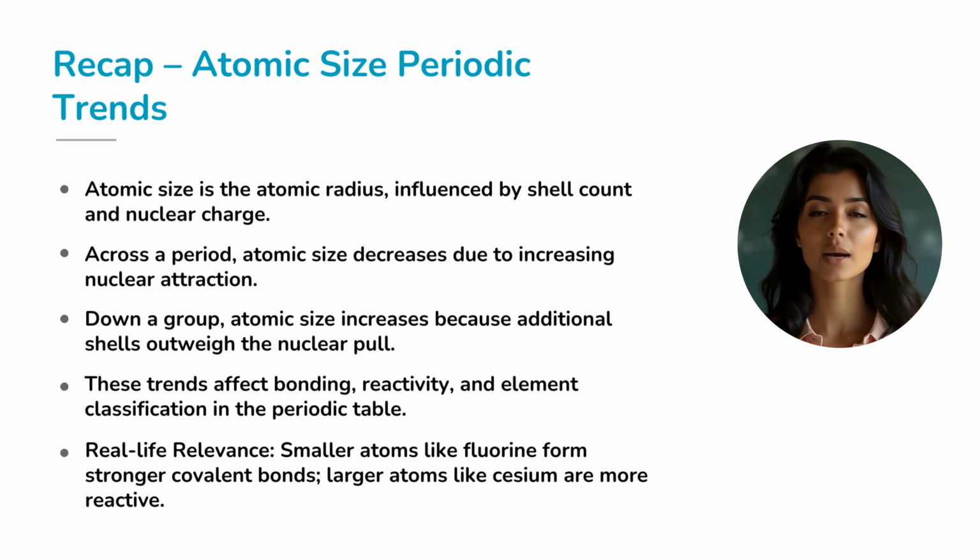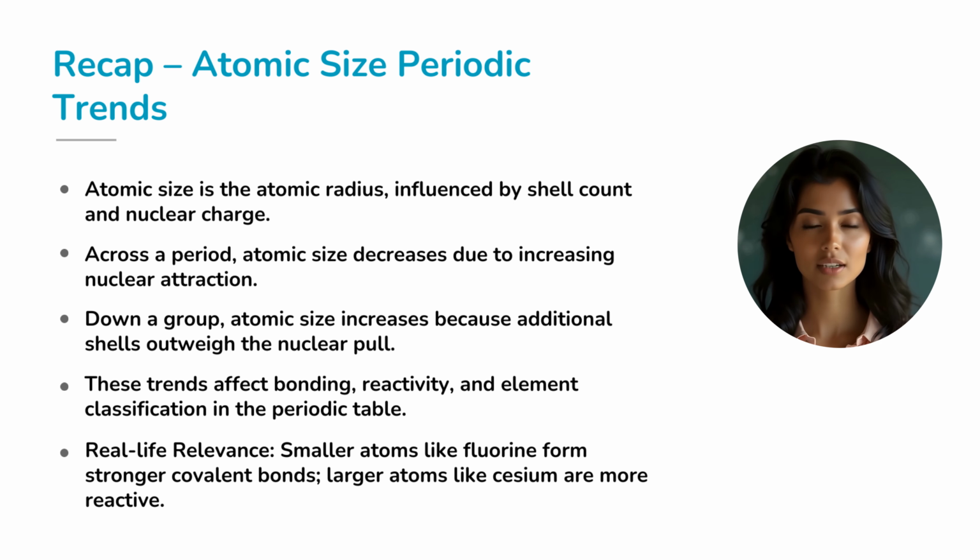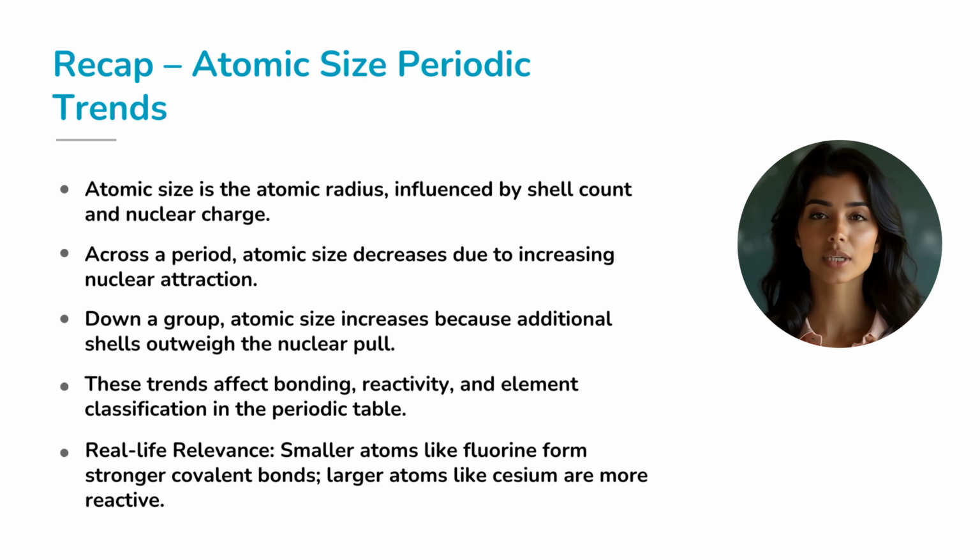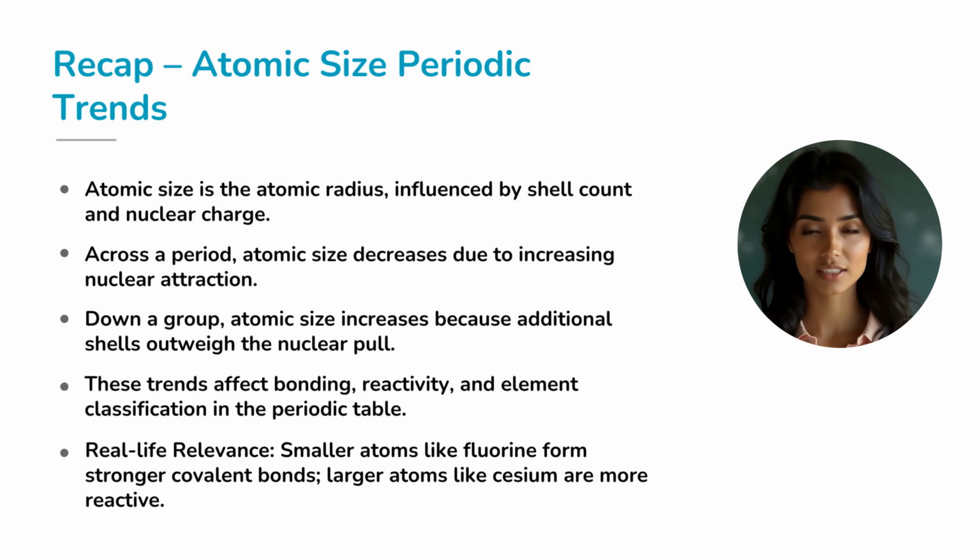Let's quickly recap what we've discovered about atomic size. It's defined as the distance between the nucleus and the outermost electron shell, measured as atomic radius. Across a period, atomic size decreases due to increased nuclear attraction. Down a group, atomic size increases due to the addition of new shells. These trends are governed by a balance between nuclear charge and shell expansion.